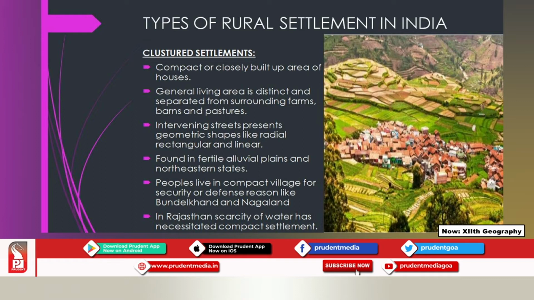There are clustered rural settlements which have been developed in Rajasthan, and it is because of the scarcity of water. So these are all the different features of clustered settlements in India.